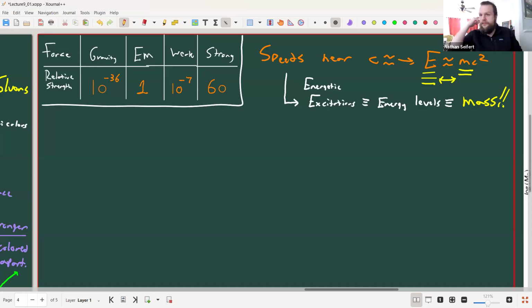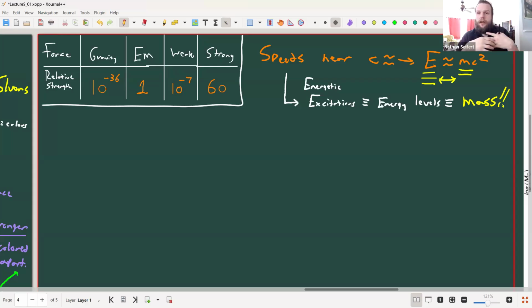So objects that don't travel at the speed of light always have an inertial mass that we can feel. All right, so that's everything else. The electron, the proton, the neutron, they all have masses because they don't travel at the speed of light. And I know that's kind of circular logic, but it's a good way to think about it.